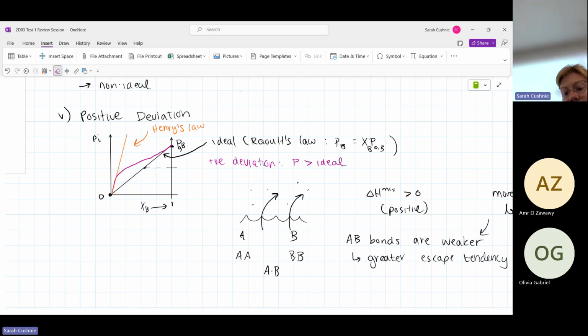Question. When you say greater escape tendency, does that mean AB bonds? Just in general, the solution will have a greater escape tendency? Yes, I think it'll typically just be the AB mixture. Don't quote me on that, but also.